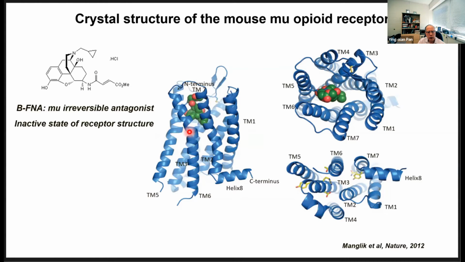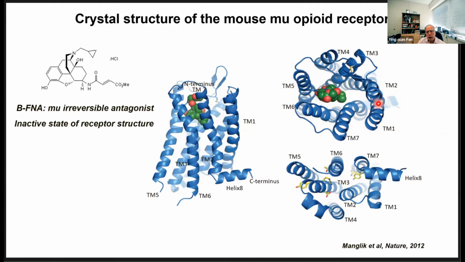It sits very shallow within the binding pocket. This is a top view. The seven transmembrane domains are arranged in a counterclockwise orientation. Here's the beta-FNA. One finding of the crystal structure is a wide-opening binding pocket.